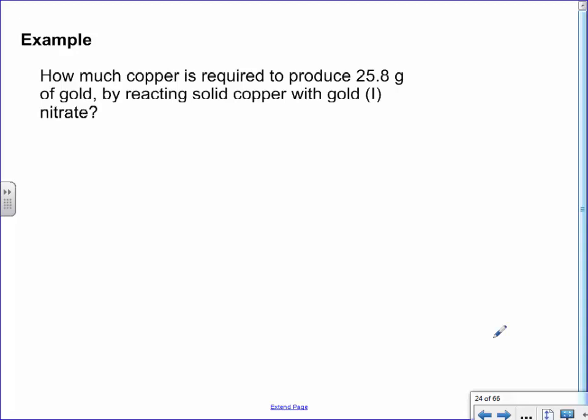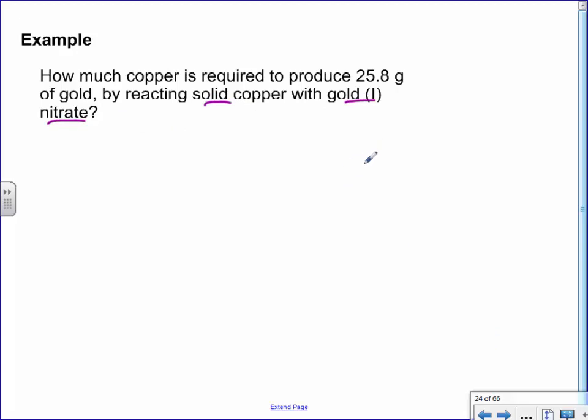So here's what we're going to do. We're going to try to figure out how much copper you're going to need to produce 25.8 grams of gold. So ultimately, my goal here is to produce some gold. The question is, how much copper should you bring? And it's going to give me a little more information. It's going to tell me the recipe. It says we're going to react solid copper with gold 1 nitrate.